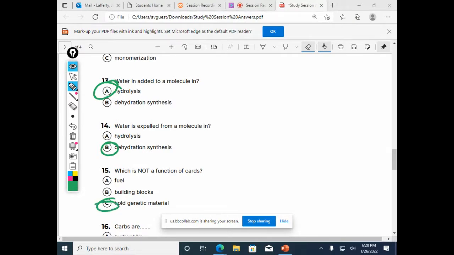Okay, good. We haven't gotten to this, but DNA, or actually not DNA, nucleic acids, hold the genetic material. Okay, so these are the two major functions of carbs. Good.